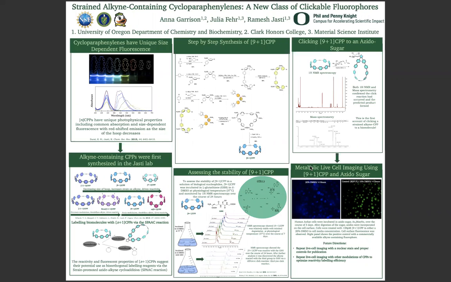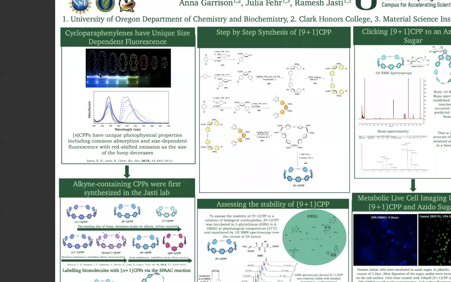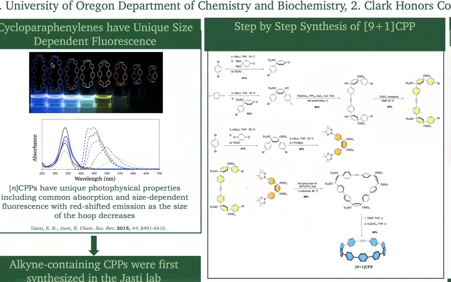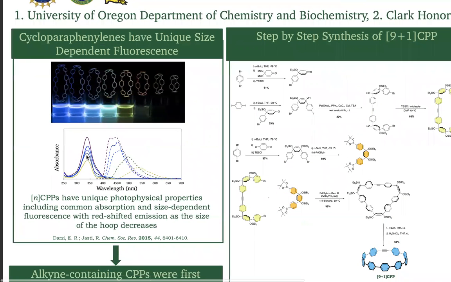So the first thing I want to introduce is what a cycloparaphenylene is. As you can tell by the name, it's a cyclic structure strung together by para-linkages of phenyl groups. Cycloparaphenylenes have really cool photophysical properties, including a common absorption across all sizes of CPPs, and then a red-shifted emission.